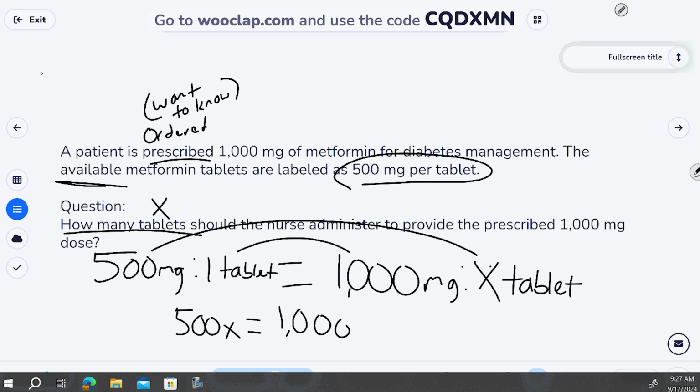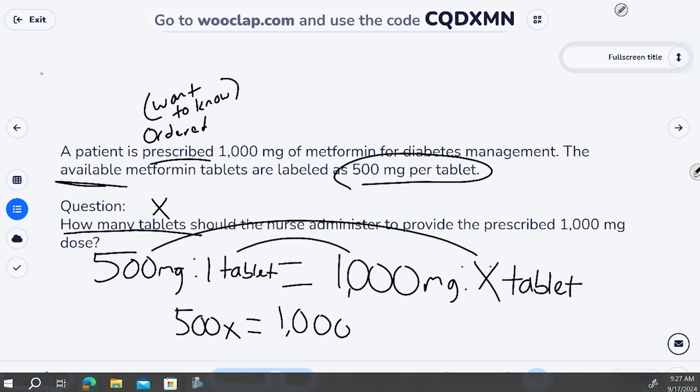I have no other reason than it just makes sense to me. So if that messes with you, then keep the X on the right-hand side if you want. But again, it doesn't change stuff because I know I'm going to get to the right answer because I set it up correctly in the start. I put milligrams first, tablets. Milligrams first, tablets.